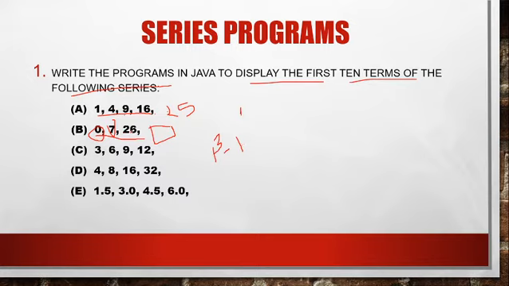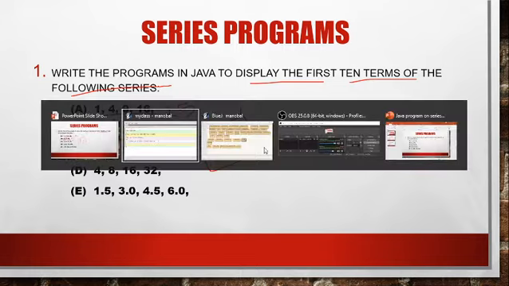3 to the power 3 minus 1: 3 times 3 is 9, times 3 is 27, minus 1 is 26. So the next one will be 4 to the power 3 minus 1, 5 to the power 3 minus 1, like that only. So only this logic we have to give here, and with the help of the Math.pow function we can do this simply. Now see how to do that.